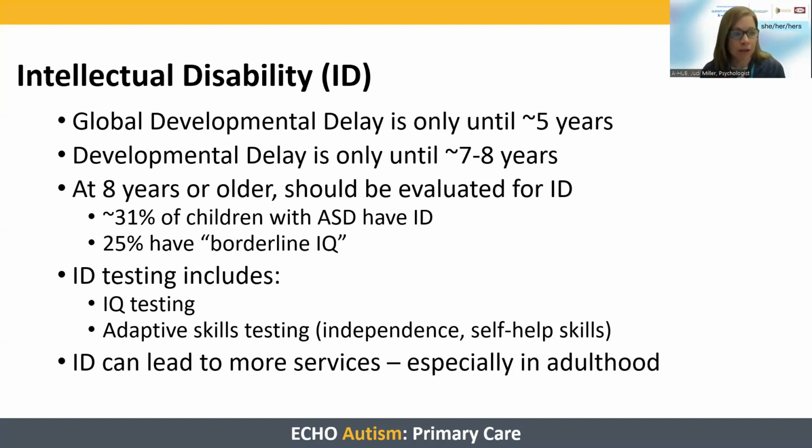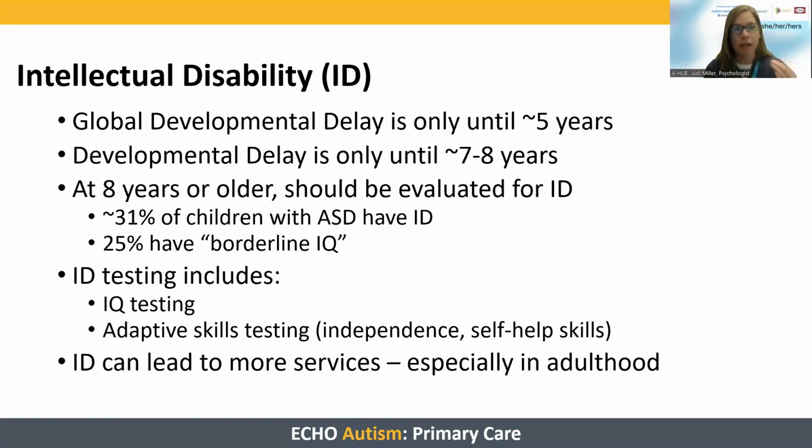So at around 8 years old, you can get evaluated for intellectual disability. And in autism, about a third of the kids with autism also have intellectual disability. And then another 25% have borderline, where it's not quite low enough for an intellectual disability, but it's low average. And it's the kind of situation where the child could be struggling in school and might be struggling academically, because things are just a little bit harder for them, but it's not so hard that it's an intellectual disability.